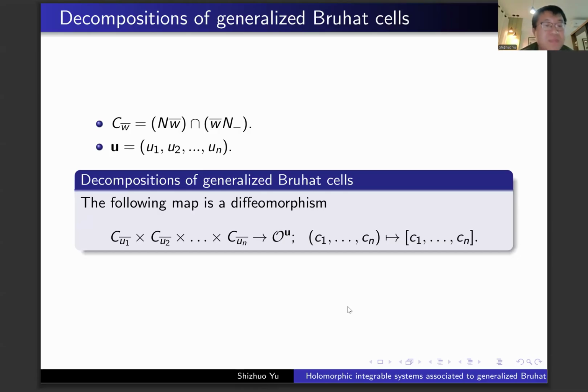And we also apply the same building blocks of the C^w. We can get the following identification of the generalized Bruhat cell. It means that each element of O^u can be written as the product of some C^{u_i} in this way.